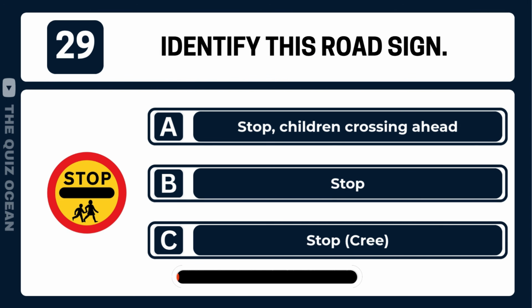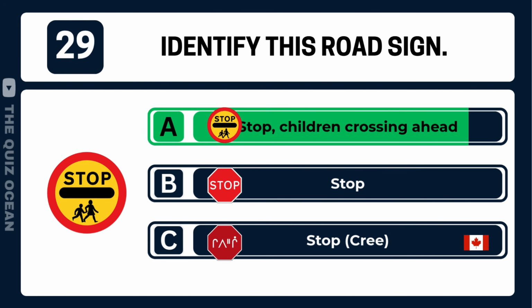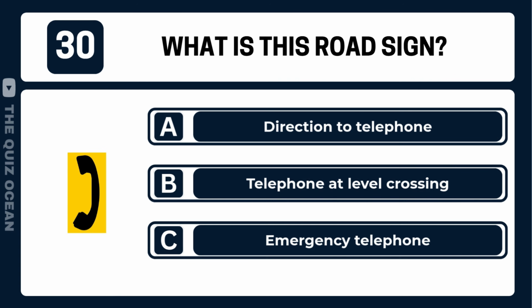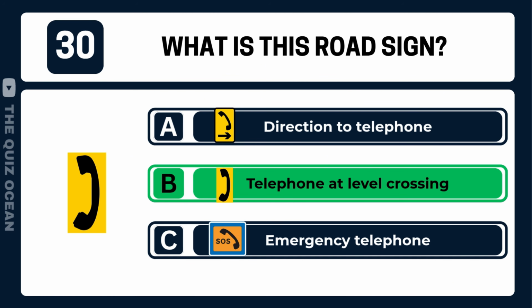Identify this road sign. The answer is A, stop. Children crossing ahead. What is this road sign? The answer is B, telephone at level crossing.